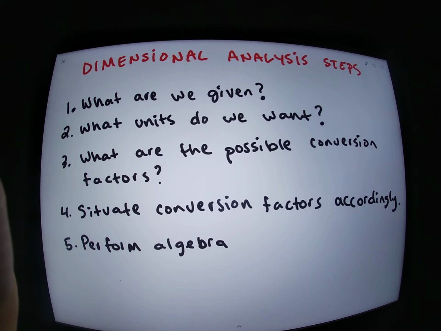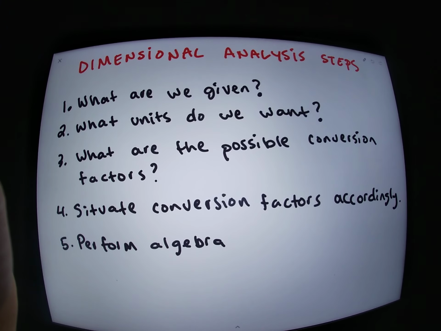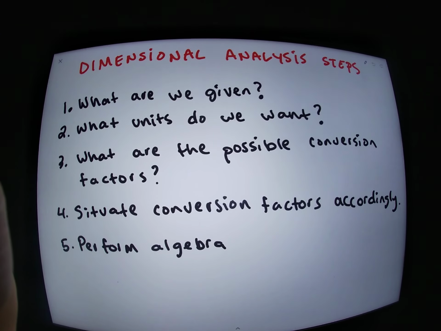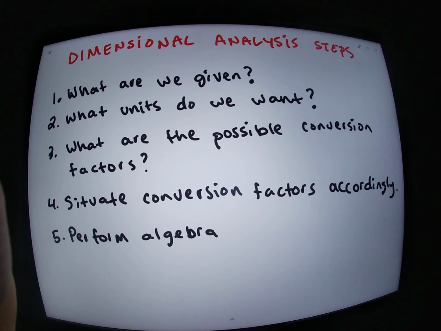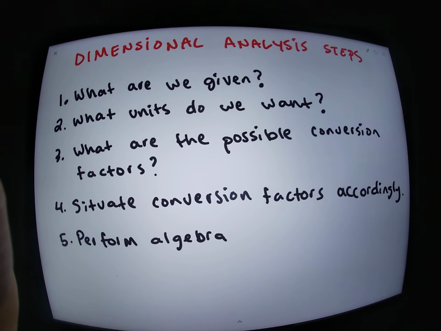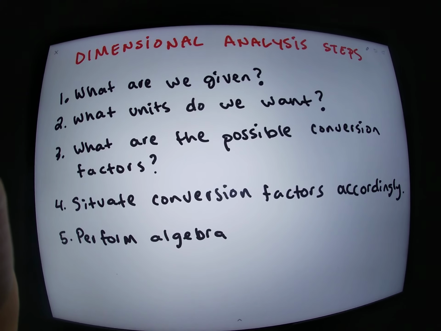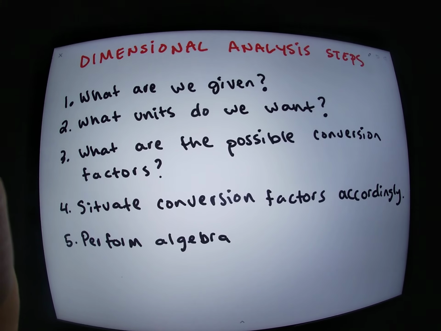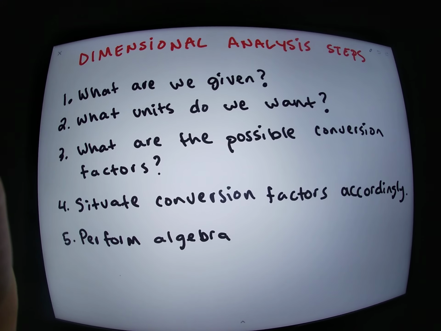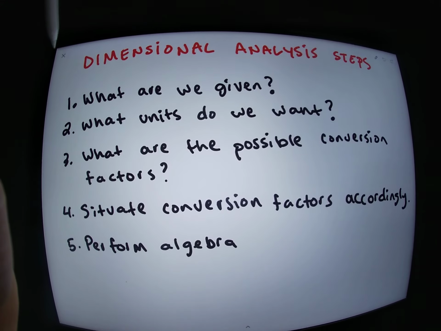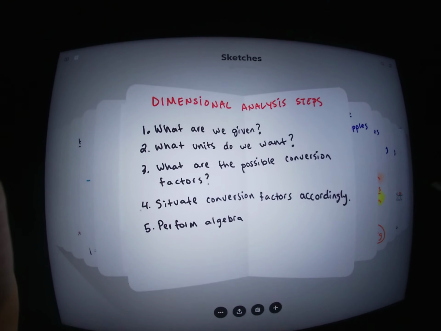Number three, we want to come up with any possible conversion factors. Number four, we're going to now situate our conversion factors accordingly. All that means is providing an algebraic expression that we can make as an equation to figure out what we want. And then finally, perform the work, perform the algebra. All right, let's go to practice problem number one.